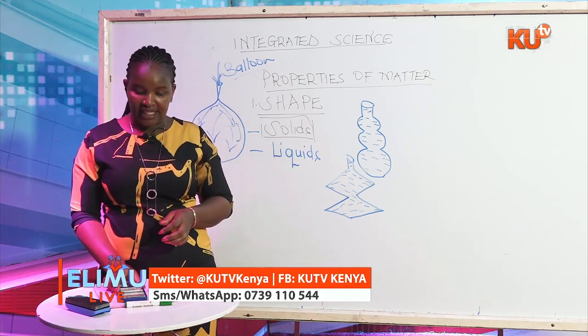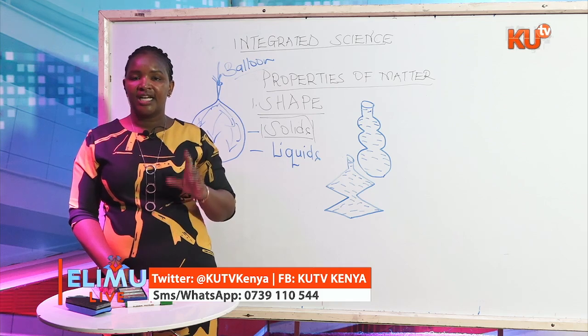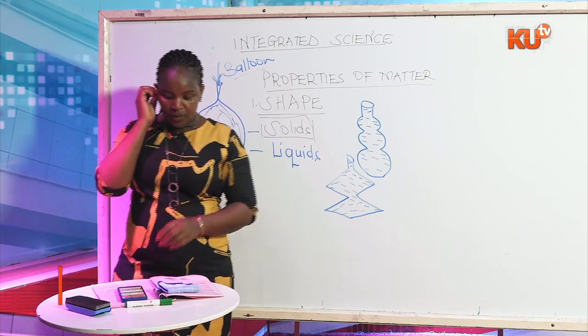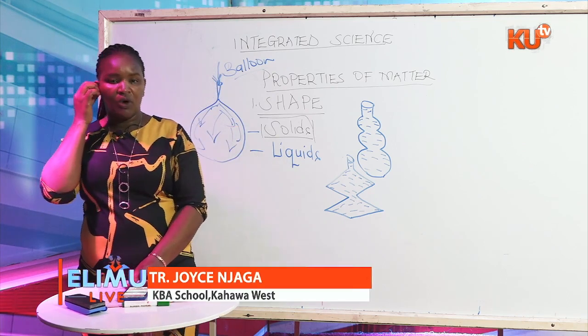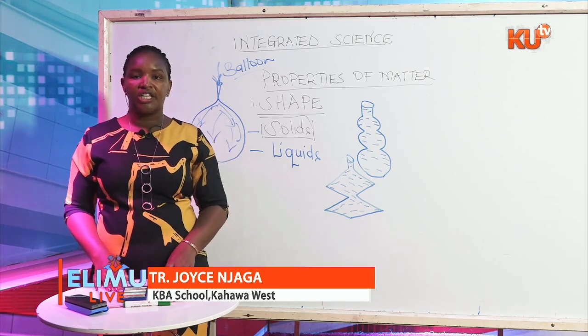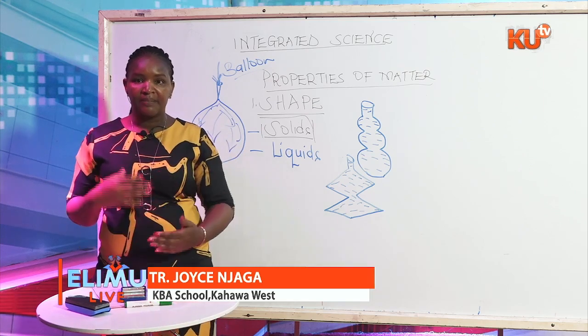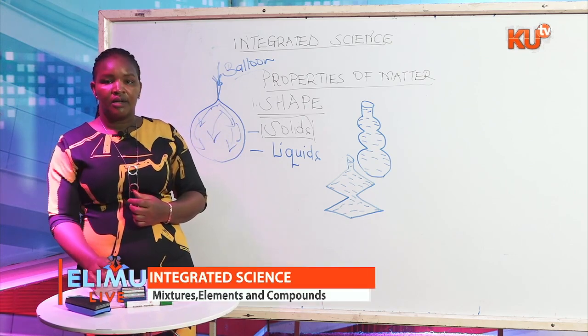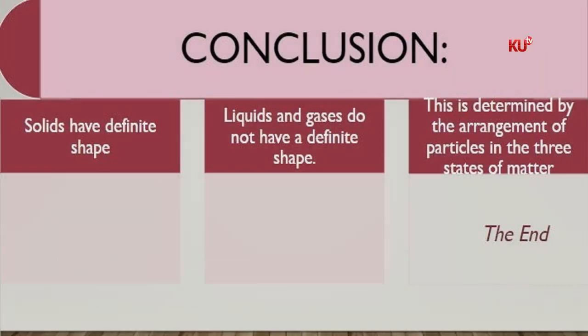So what we are saying in short is that how the particles are arranged in matter determines its properties. And the first property we have looked at is shape. So we can make a conclusion of the whole lesson. We'll be looking at the other properties in the subsequent lessons. The conclusion we are making is on your screen.